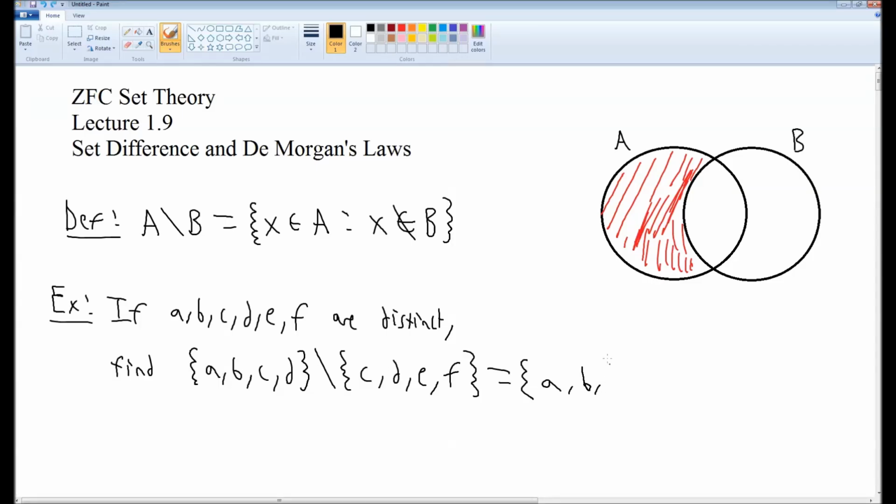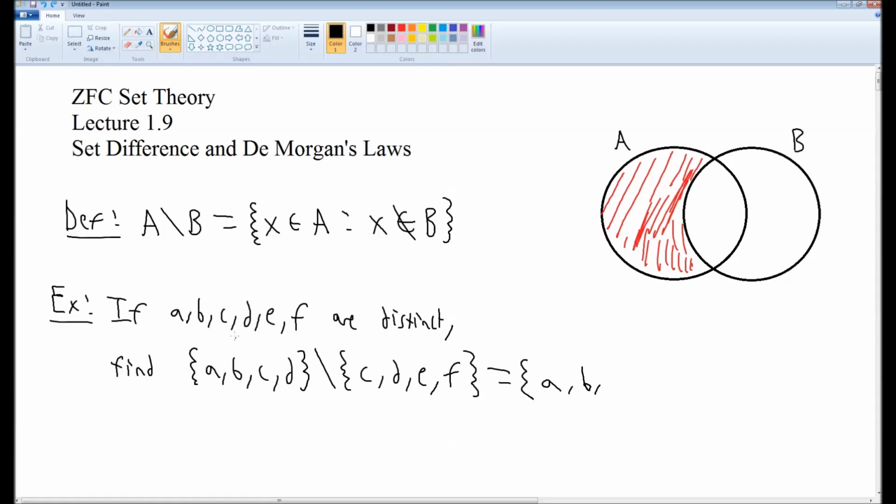What about C? Is C going to be in this set? Well, it's the set of things that are in the first set, but not the second set. So since C is in the second set, C cannot be in this set. And similarly, D can't be in our answer either because D is in the second set. Likewise, E and F can't be in our set because, for one thing, they're in the second set, so they can't be in here. But also, they don't appear in the first set at all. So even if they weren't in the second set, they wouldn't be able to appear in the answer anyway.